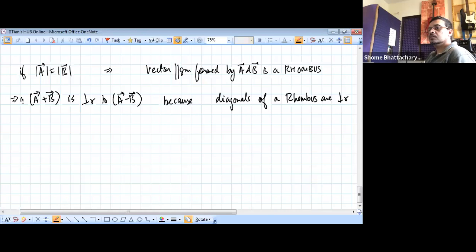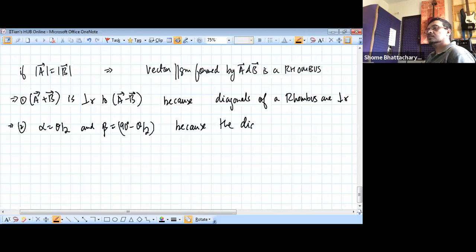Then angle alpha will be equal to theta by 2. Yeah, square is a special case, but okay. And beta will be equal to 90 minus theta by 2. And this happens because the diagonals are angular bisectors. Okay, so when I make the vector diagram, this will become clear to you.